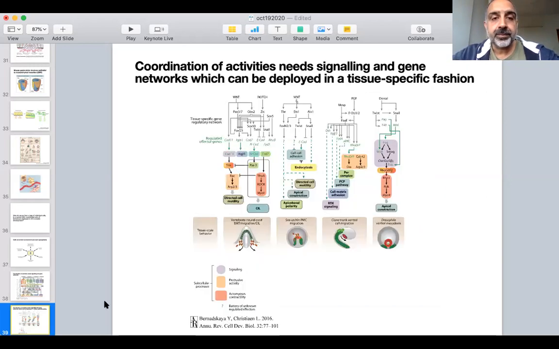And so this coordination of activities does need signaling, because that's the only way that this cell here can talk to this cell here, and so that this cell here knows what the cells around it are doing. And signaling needs to then act on gene networks, which can be deployed in a tissue-specific fashion. So we're going to talk about this in more detail in the next couple of lectures, okay?